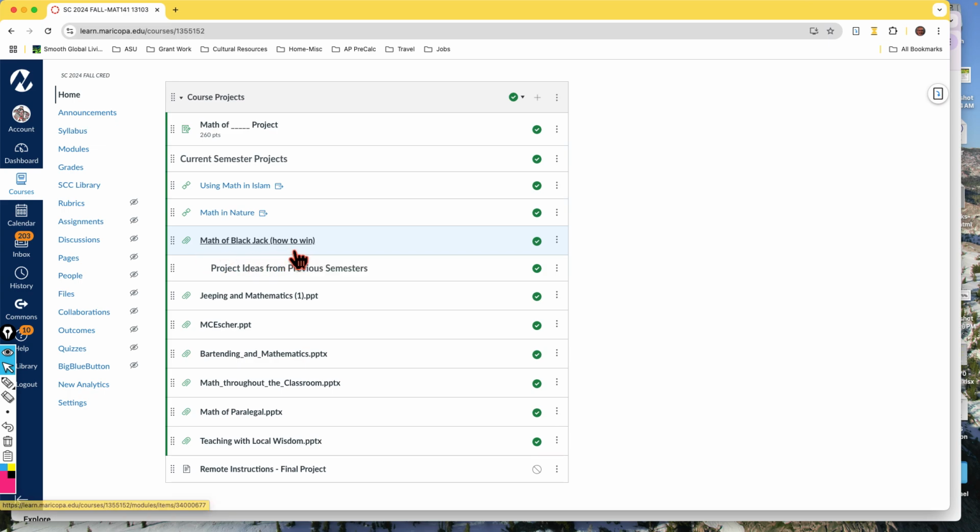Math of Blackjack, How to Win. So this is card counting. I've had a couple of these done, some from students who just read about it and practiced it. I had a student who actually worked for the casino, and they trained him in card counting so that he could catch people who were card counting. Now, card counting is not illegal, but casinos don't like it. And so they train people to watch for it, and they say, hey, that guy is probably card counting.